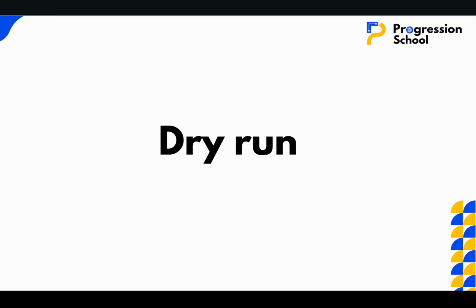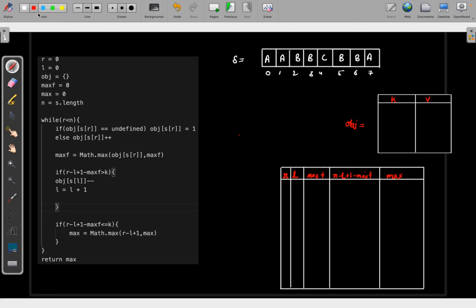In this video, we will see the dry run of the code. Now let's quickly see the dry run of this code. So the R pointer is pointing to 0, L is pointing here too. This is my object, maximum frequency starting with 0. Max is also starting from 0 and n is s.length.